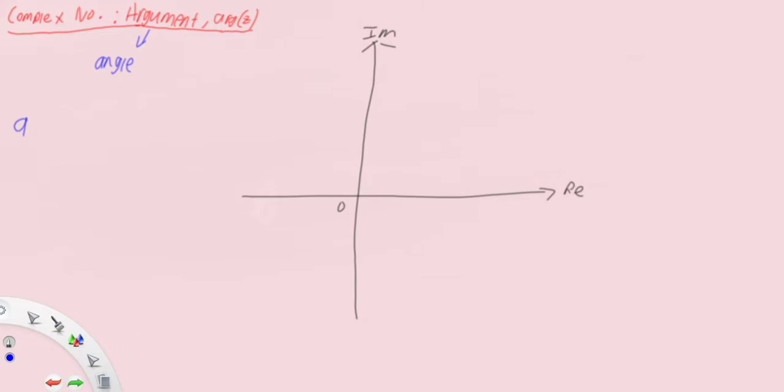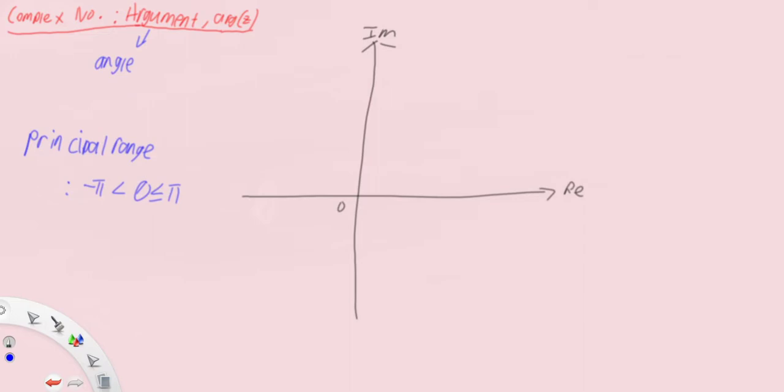This matters because the principal range of an argument is between minus pi and pi, inclusive of pi only. So let's say theta, the argument, is between minus pi and pi, inclusive of pi. So this is the principal range. You should, as much as possible, convert your arguments to fit inside this principal range.